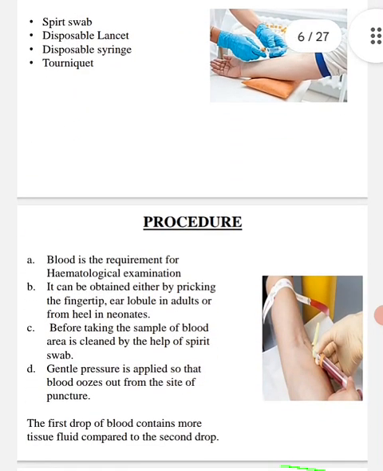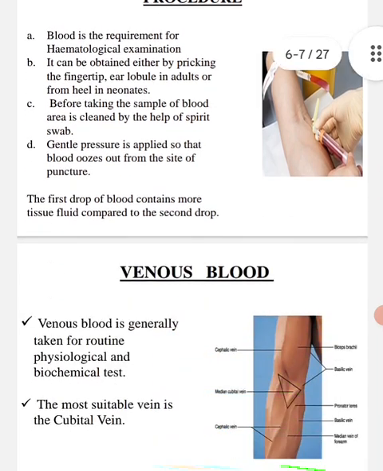Procedure. Blood is required for hematological examination, and it can be obtained either by pricking the fingertip or ear lobule in adults, or from the heel in neonates. Before taking the sample of blood, the area is cleaned with the help of a spirit swab. Gentle pressure is applied so that the blood oozes out from the site of puncture. The first drop of blood contains more tissue fluid compared to the second drop.